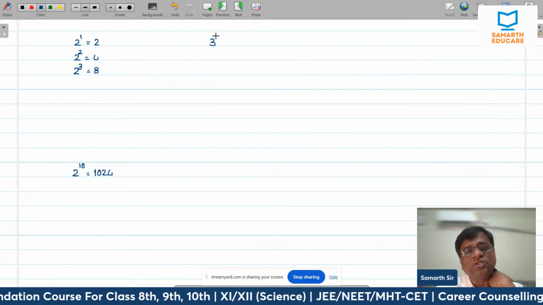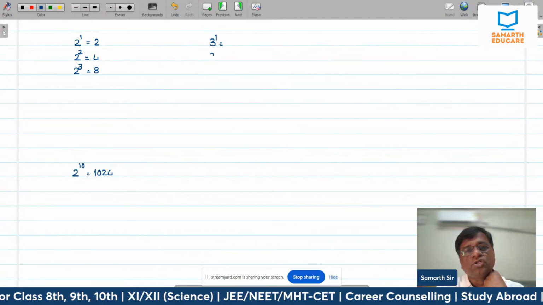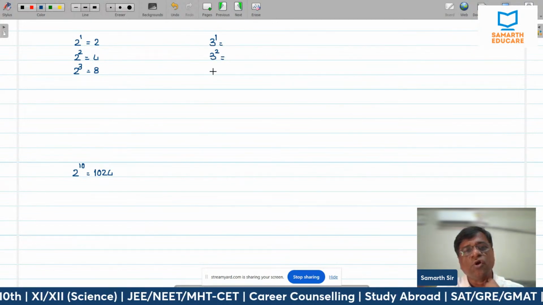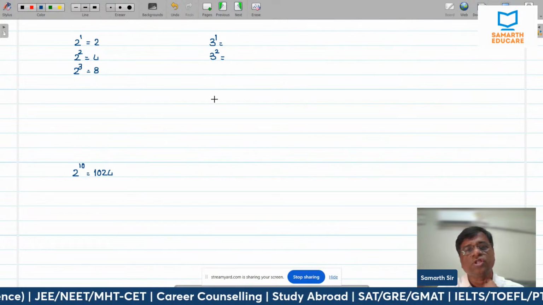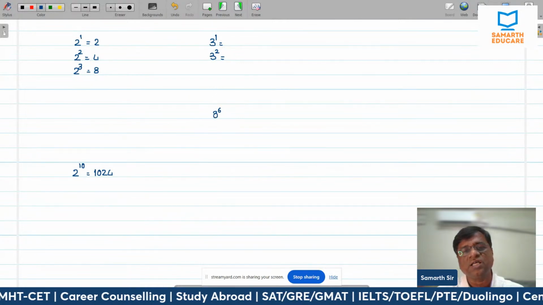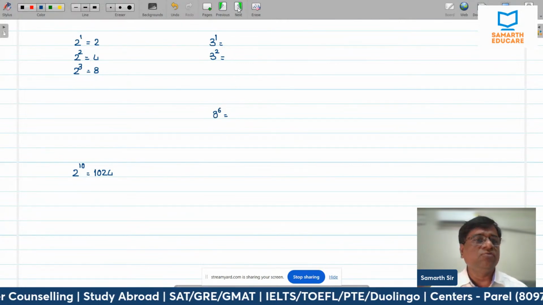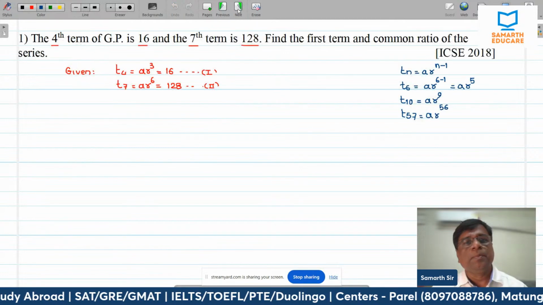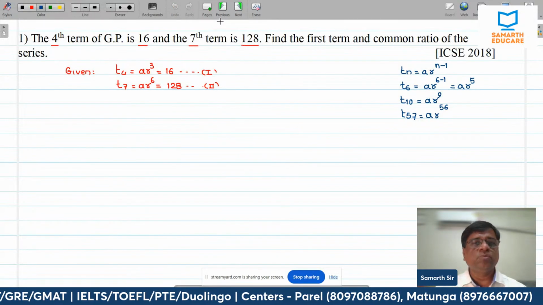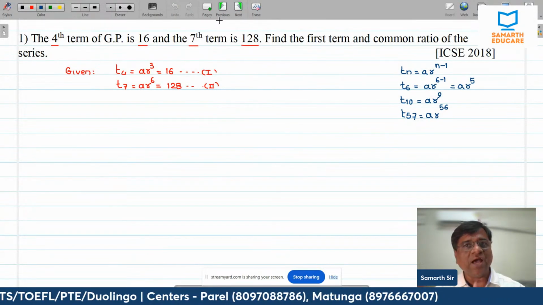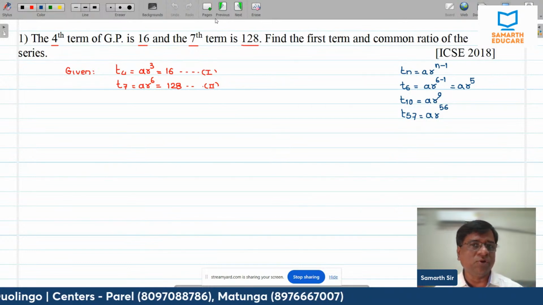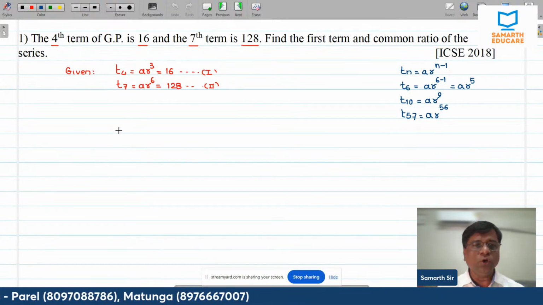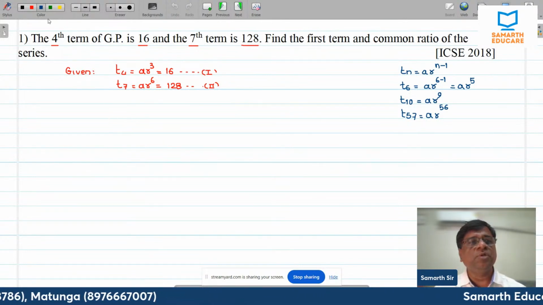Similarly, learn at least 3 raised to 1, 3 raised to 2, 3 raised to 3, 3 raised to 4, 3 raised to 5, and 3 raised to 6. Go at least up to here so that it will save your time. Now, coming back to this question, because the maximum number of questions will have either the power of 2 or the power of 3. How do we find the first term and common ratio here?